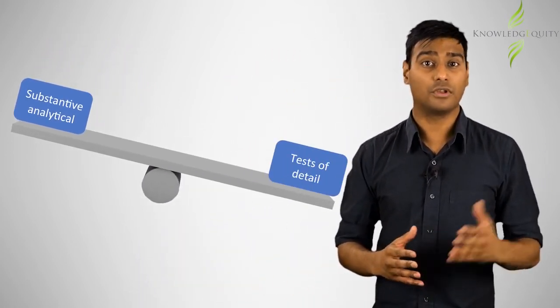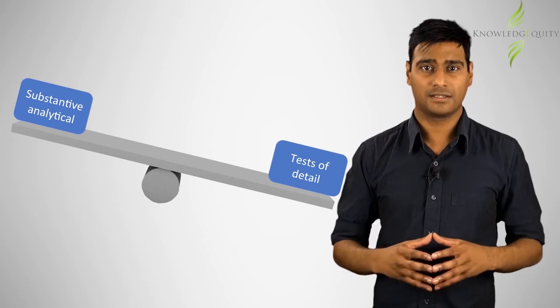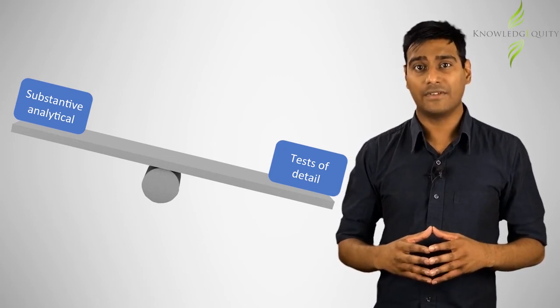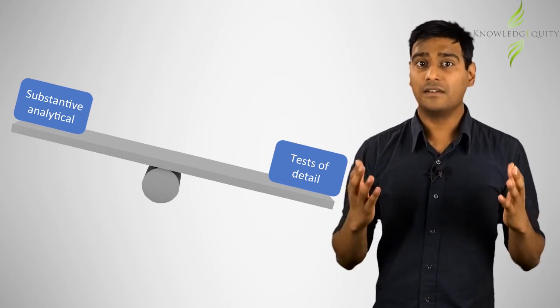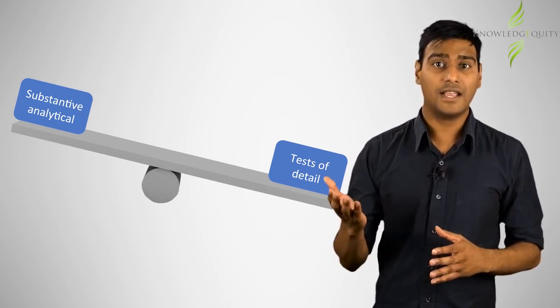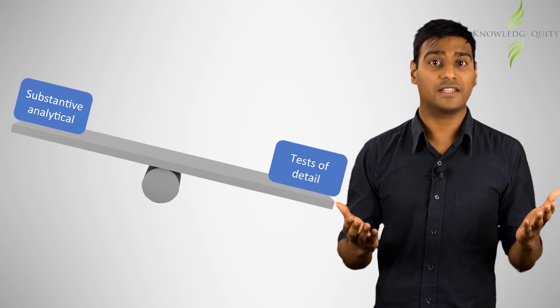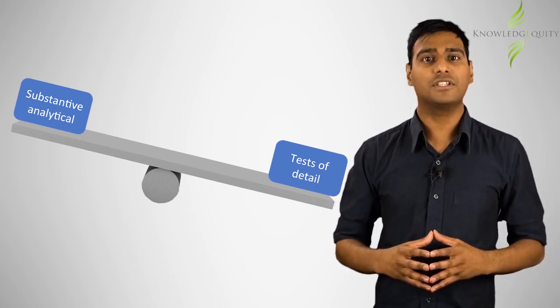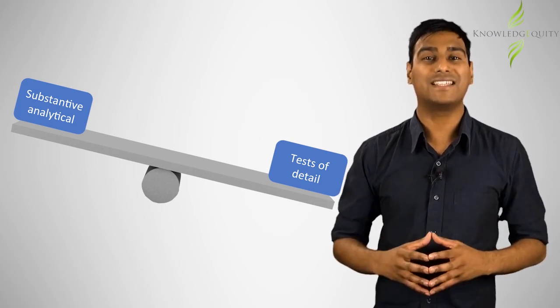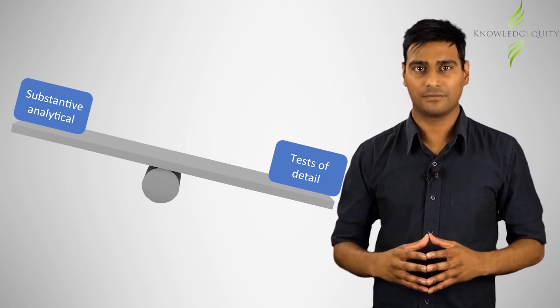In practice, the aim is to try and reduce the amount of tests of detail, as these procedures are time-consuming for both the auditor and the client. As such, they are expensive and can significantly affect the audit fee. However, where the risks of material misstatements are high and tests of controls are ineffective or substantive analytical procedures cannot be applied, the auditor will have no choice but to perform extensive tests of detail.